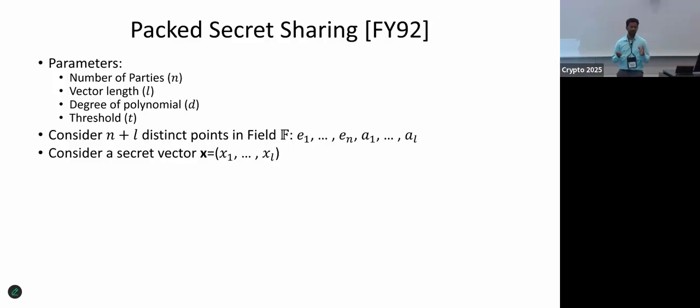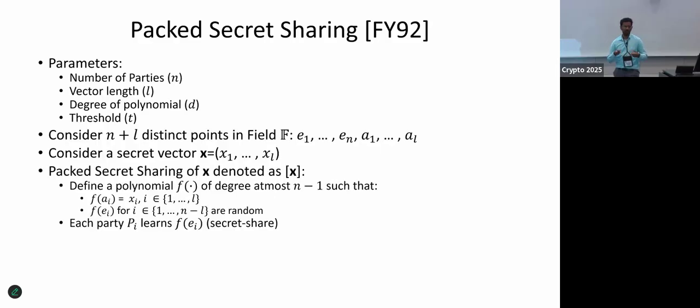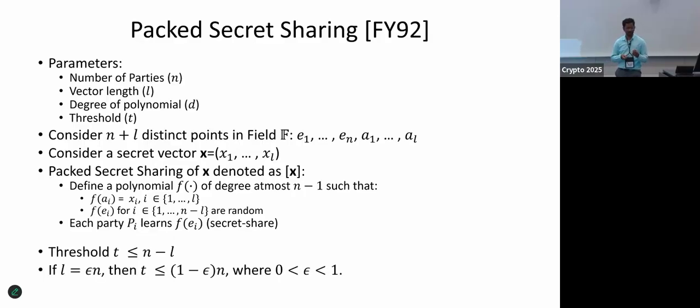So in PAC secret sharing, we have a field of size at least n plus L, and given a secret vector x, it defines a polynomial of degree at most n minus 1, where at special points ai, the polynomial evaluates to the secret value xi, and for n minus L distinct points outside this space, the polynomial evaluates to a random value. The evaluation of the polynomial at point ei is the secret share that is held by party pi. And the PAC secret sharing is secure for a threshold of t at most n minus L. And if L is set to epsilon n, with epsilon being less than half, we are in the dishonest majority setting.